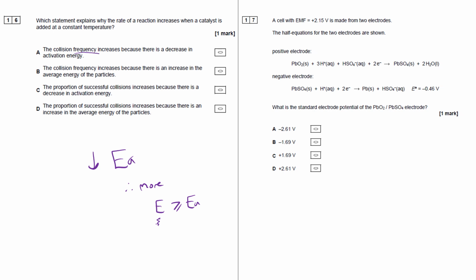So you're not increasing the collision frequency. Particles aren't colliding more, they're just able to react when they collide. So the proportion of successful collisions increases because there's a decrease in activation energy. So again, they're not colliding more, it's just they're more successfully colliding. So C is the correct answer for that one.